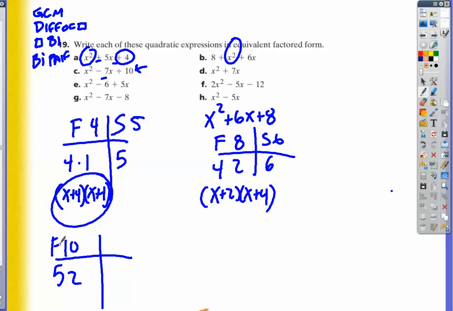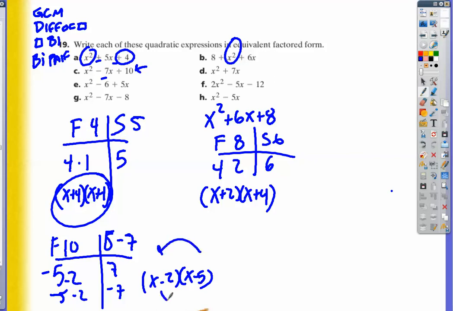All right. With a sum of negative 7. Now this is a clue. 5 plus 2 is 7, but I want negative 7. So that means if I have negative 5 and negative 2, I'll get negative 7. So we have x minus 2 times x minus 5. Obviously, if you switch the order of the binomials, the answer doesn't change.